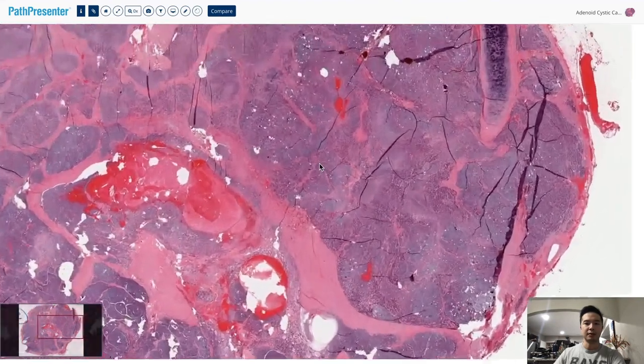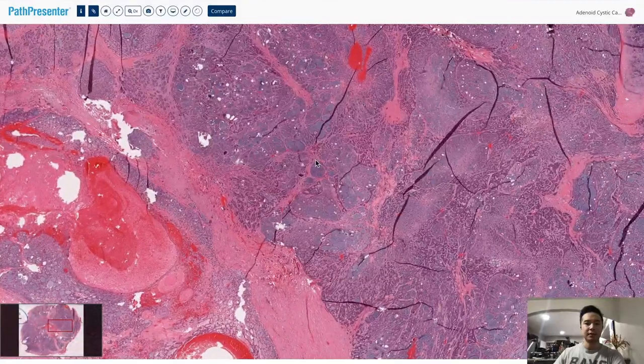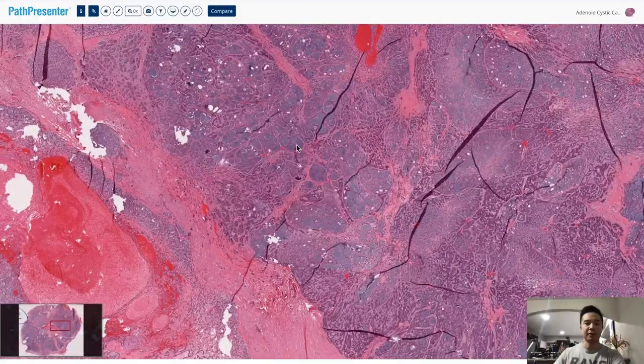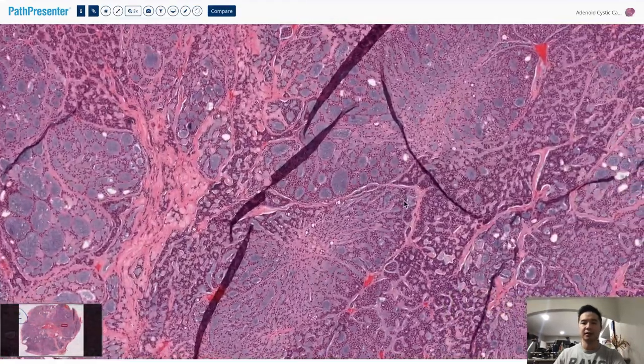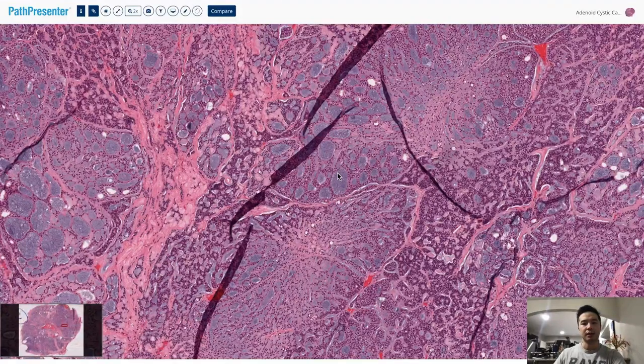Let's zoom in closer. So from intermediate power, I see kind of myxoid, mucinous stroma with a cribriform architecture. What that means is kind of like cheese hole architecture, as you see in Swiss cheese. As we delve closer, you can see the cells arrange themselves around the mucinous stroma. And that's very typical of adenoid cystic carcinoma.